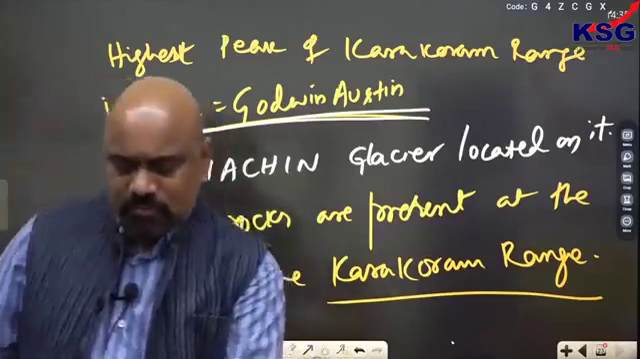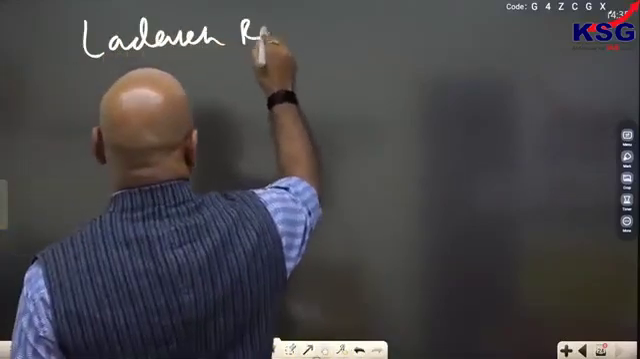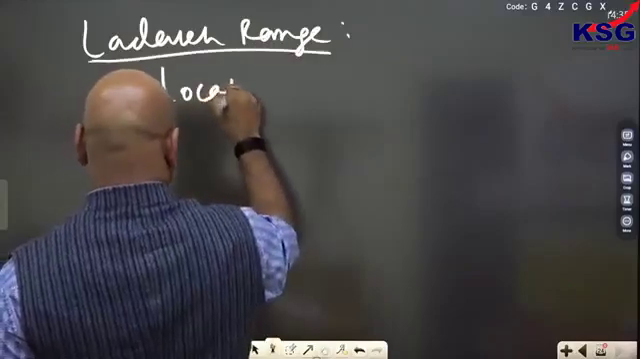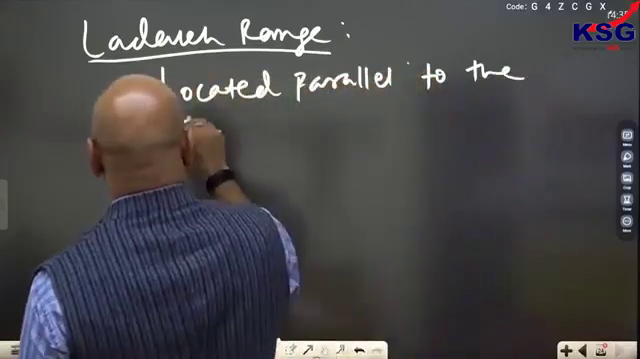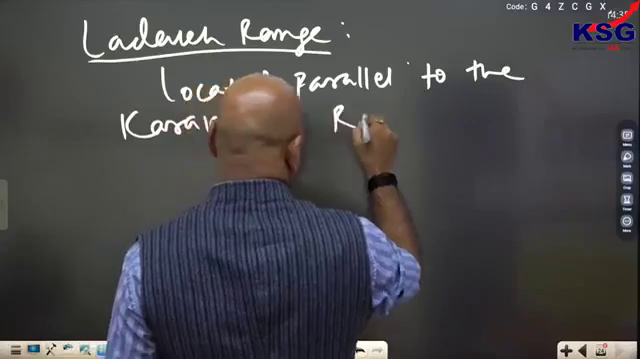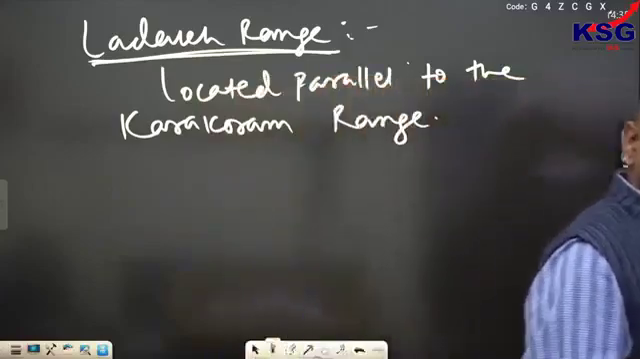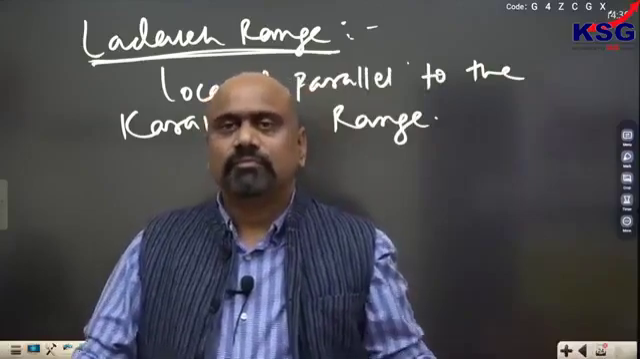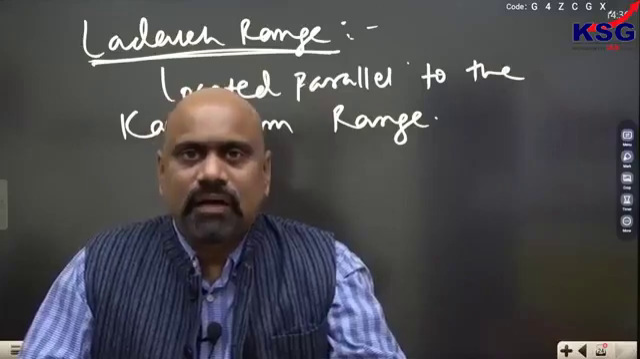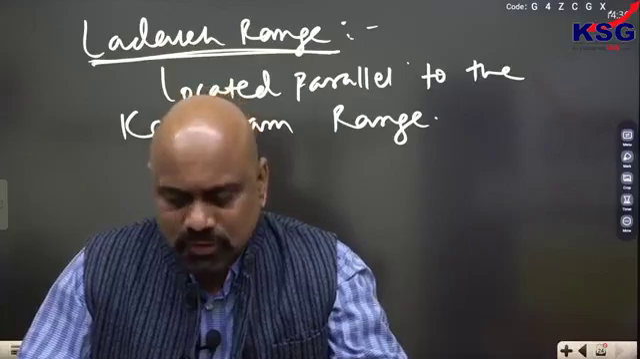So beyond this mountain you have the Ladakh range. Can you see that? The second range is the Ladakh range, located parallel to the Karakoram range. Ladakh is located parallel to the Karakoram mountain range. You remember this. I hope you got it now.